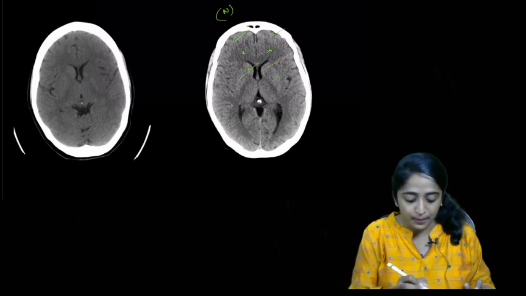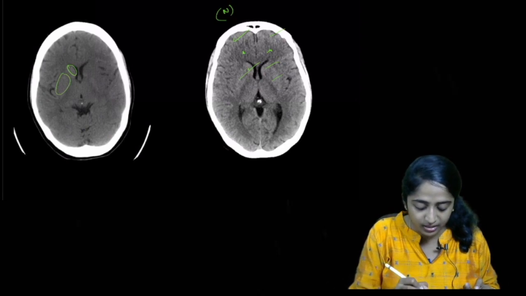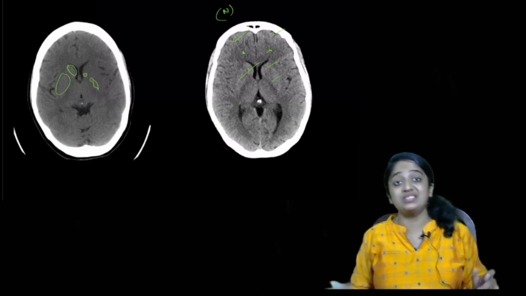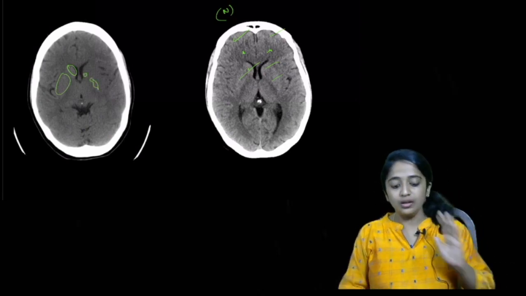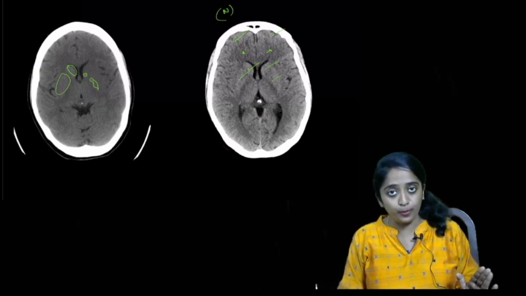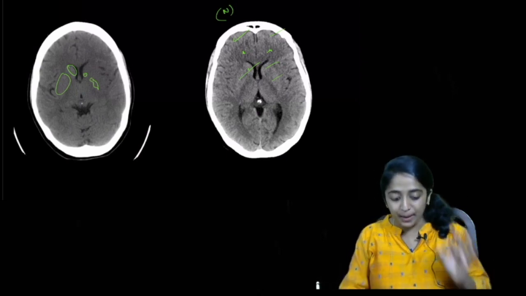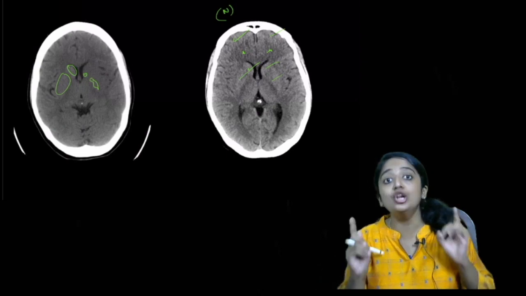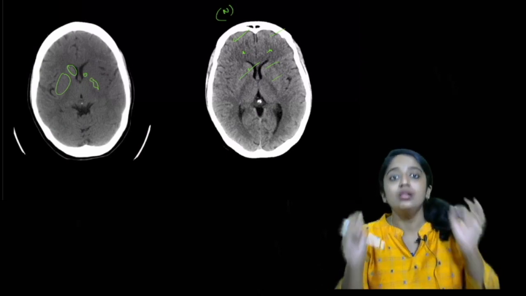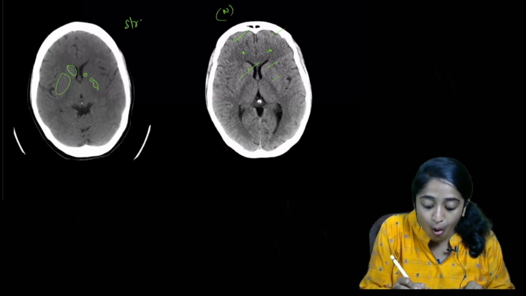Here too, it's the same. Now compare. This is bright, this is bright. Only a part of it is bright. The rest is gone. So that shows obscuration of the lentiform nucleus. It's a subtle sign, but you have to look for it, and more importantly, look for it in the stroke window.